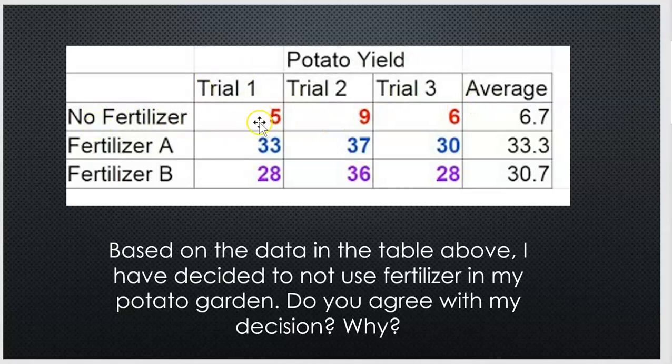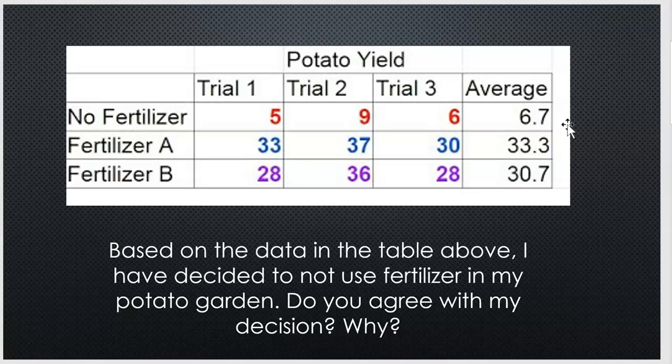In trial 1, we grew 5 potatoes, trial 2, 9, trial 3, 6, and then we averaged them. Okay, and that average came out to 6.7. We did the same with fertilizer A and fertilizer B. So let's look at the averages. Based on the averages, and remember that average is the average amount of number of potatoes that were grown in each trial, in each circumstance.